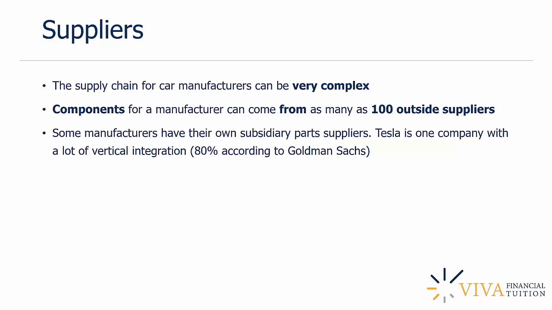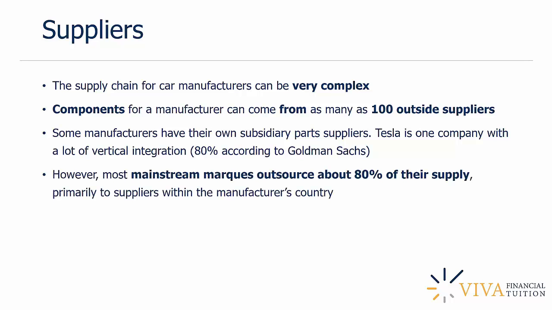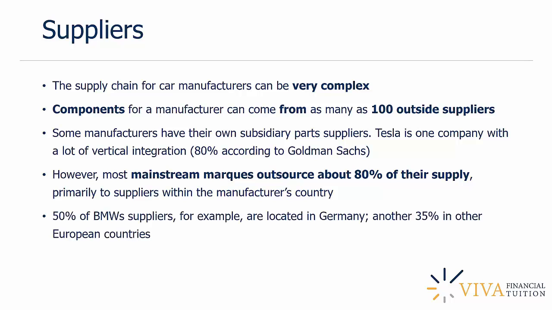Some manufacturers have their own subsidiary parts suppliers, as I mentioned. Tesla is one company with a huge amount of vertical integration, 80% according to Goldman Sachs. However, most mainstream marques outsource about 80% of their supply, primarily to suppliers within the manufacturer's country. 50% of BMW suppliers, for example, are located in Germany, and another 35% in other European countries. So you can see car manufacturers, they try to keep their supply chain fairly local, and failing that within at least neighbouring countries. That's the typical way that they work.